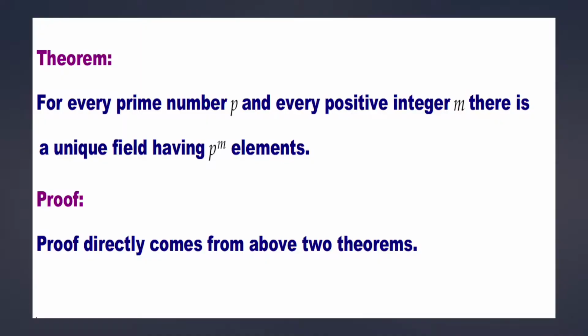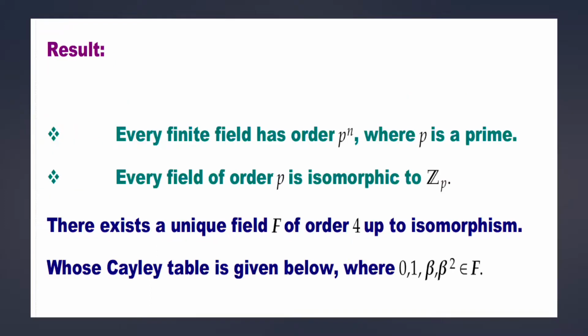For every prime number p and every positive integer m, there is a unique field having p power m elements. The proof of this theorem directly comes from the above two theorems. The next result is every finite field has order p power n where p is a prime number, and every field of order p is isomorphic to Zp. There exists a unique field F of order 4 up to isomorphism.